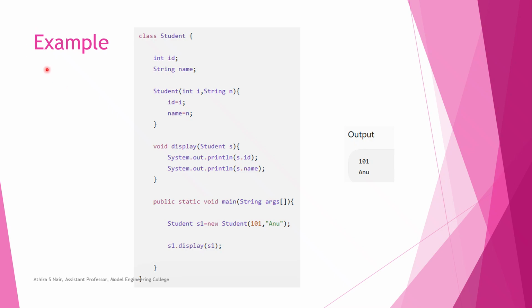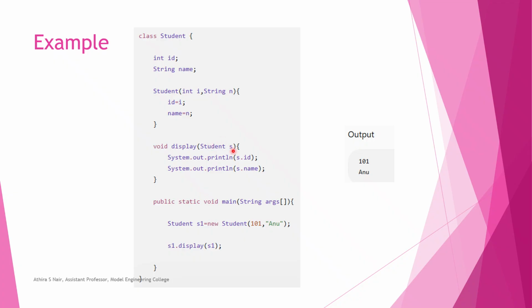Now let's see an example. We have a Student class. It contains two fields, ID and name. The constructor initializes these values. Student is the constructor. Now look at this method, void display(Student s). Here we are printing the ID and name. See, the parameter type is Student.